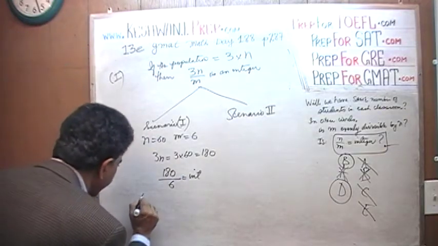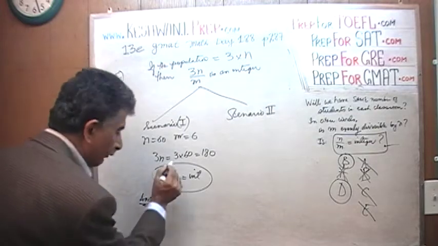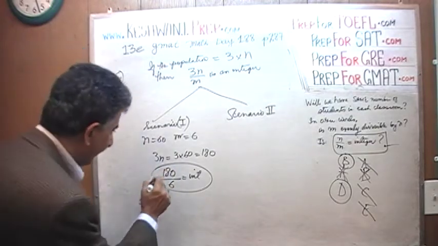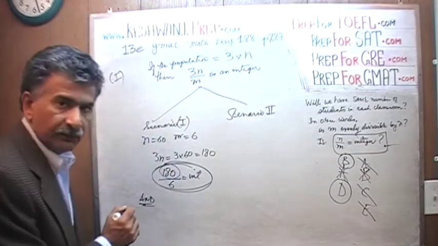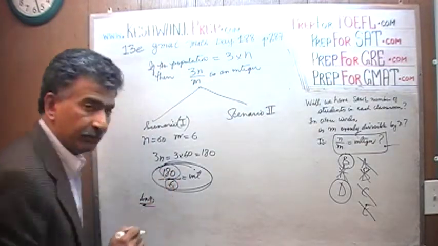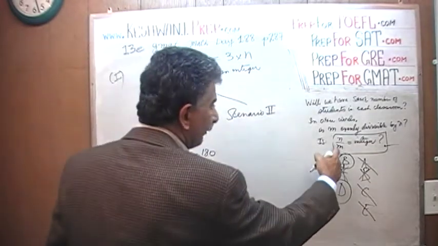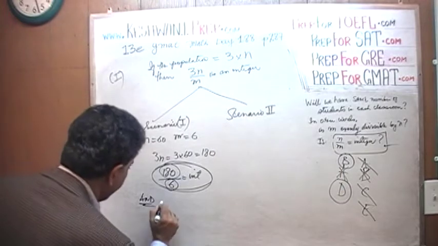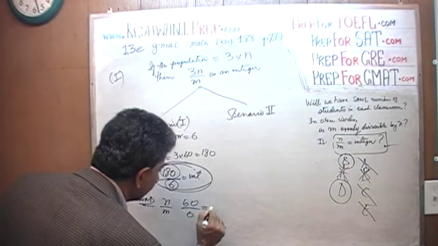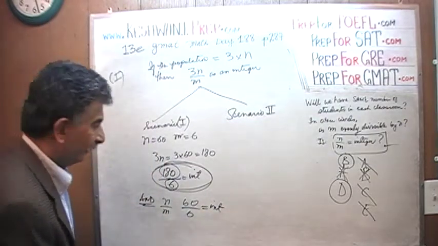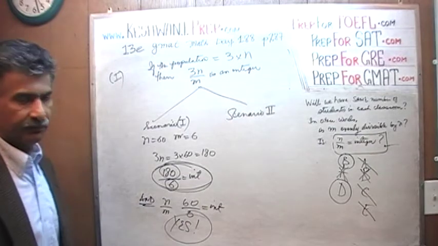And it is also true, the way they phrase it, that if 3 times the number of students is divisible evenly by the number of classrooms, the question was, is n divisible by m? Obviously it is, because n is 60 and m is 6, so it is an integer. So in this case the answer is yes. It's a very simple thing.